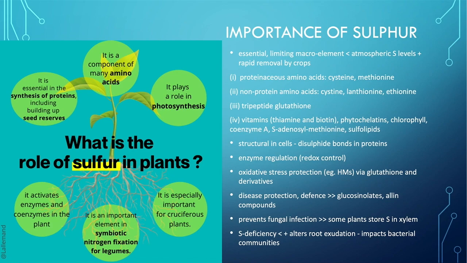So it's the same that happens in plants. Sulfur is also an essential limiting macroelement, and it is actually being reduced in its atmospheric concentrations. Its levels are dropping, and it is rapidly removed by crops. So it's essentially being mined as crops are being removed. We're removing it through cropping.